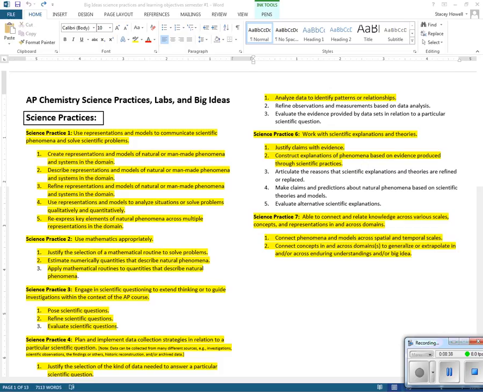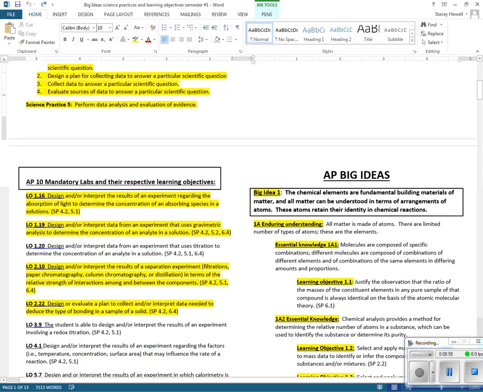Be able to relate knowledge across different scales and concepts and representations. So remember when we did the PES, be able to look at that PES mark, the little peaks, and be able to say, oh yeah, that's 1s2, 2s2, be able to interpret what that is.